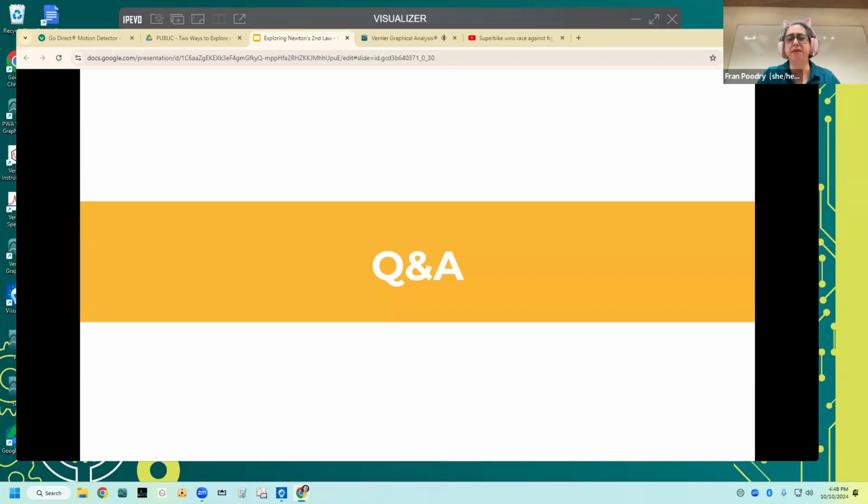We got a couple more questions. Sure. One is, how far does the motion detector work? So the closest is about 20 centimeters.